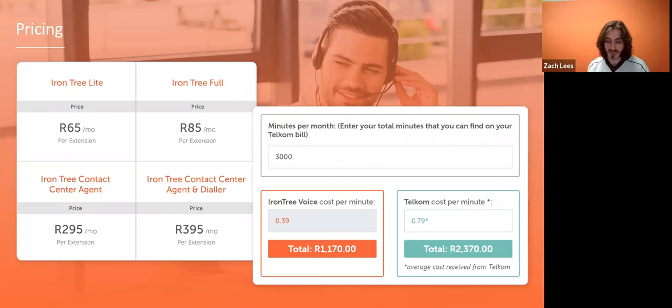But I've taken that and I've taken the average cost of calling on that, which is 39 cents per minute. That's an average of 49 cents per minute to cell phones and 29 cents per minute to landlines. And what you can do is enter your minutes per month. Let's say you're making 3,000 minutes of calls per month. You'd be saving about 1,100 Rand just on those calls compared to what Telkom would charge you for that same call level on their fixed line, on a 79 cents per minute basis, which is astronomical.